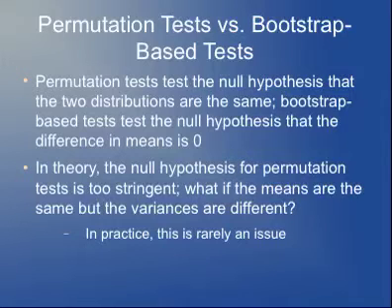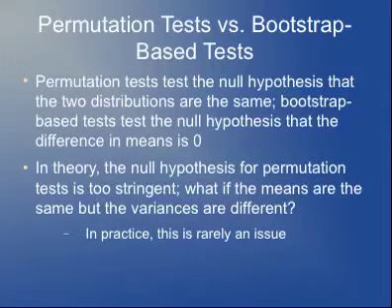Is there some reason to prefer permutation tests versus bootstrap-based tests? Well, one thing to keep in mind is that permutation tests don't actually test exactly the same null hypothesis as a bootstrap-based hypothesis test. Permutation tests will test the null hypothesis that two distributions are the same, versus bootstrap-based tests will test the null hypothesis the difference in means is 0.